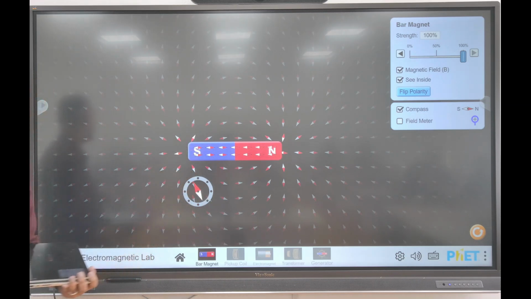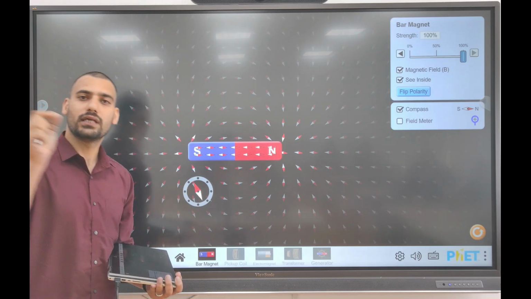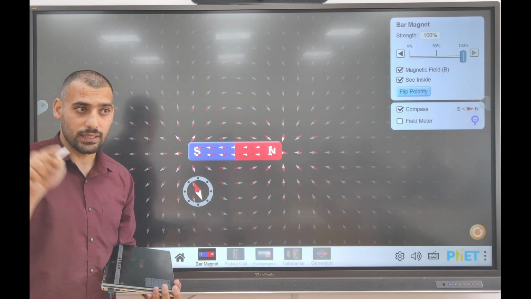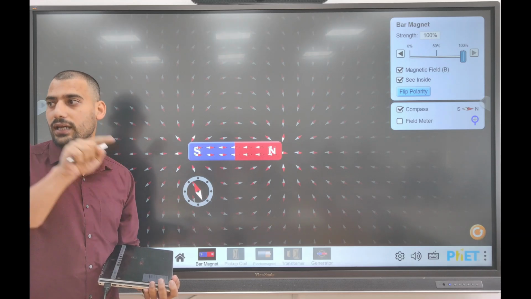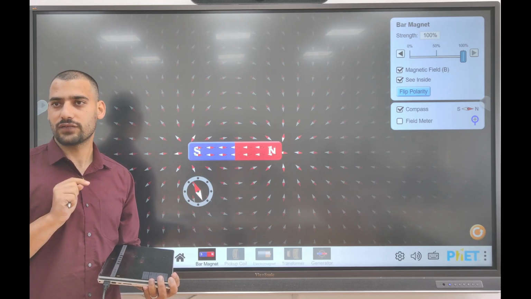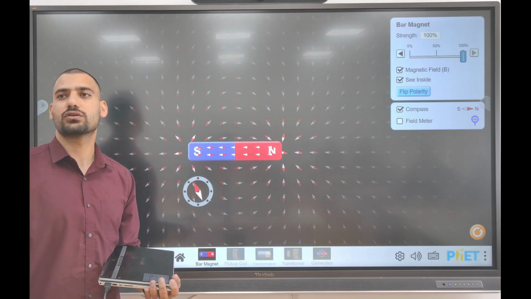Is that fine? So the direction of the magnetic field lines starts from the north and terminates at the south, but outside. Inside, it starts from the south and terminates at north. Due to which they are always closed curves.